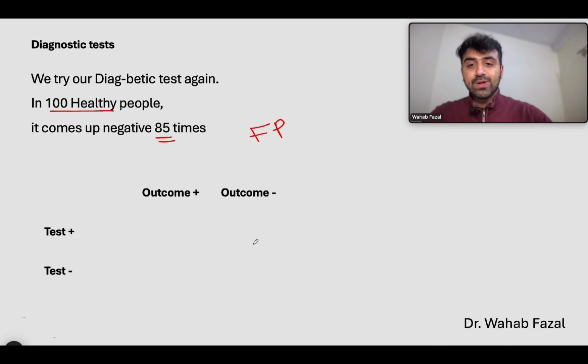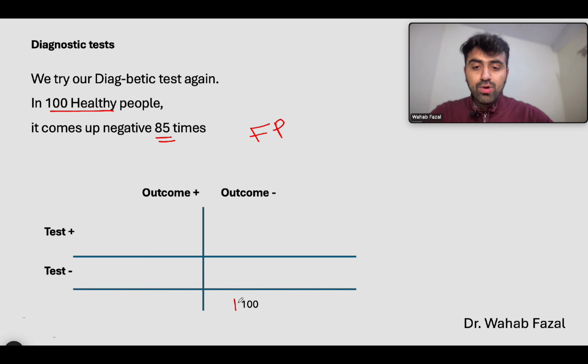Okay, so let us do it together. So in 100 healthy people, we can write 100 over here. I must have written it down beforehand as well. So we write 100 over here. Where do we write 85? We write it over here. So this test comes up negative 85 times, and the rest of the 15 times, this is false positive. So that is what specificity means.